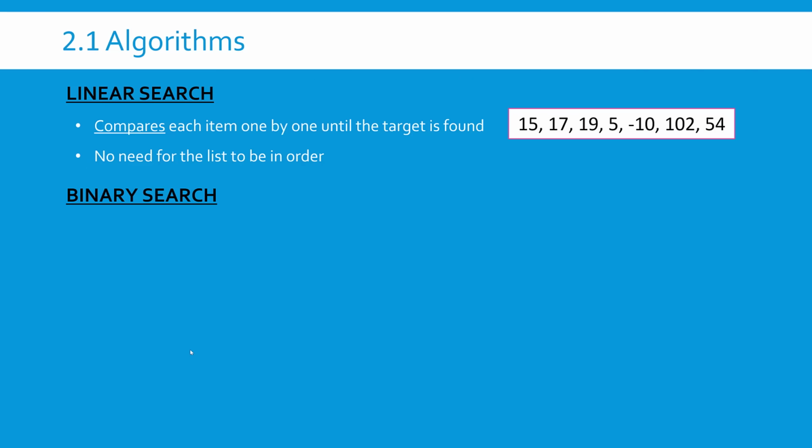So let's say I'm trying to find 5 in this list. Well, it compares 15, 17, 19, they're not 5, but it gets to 5 and finds our target. Right, that's how it works, one by one, simple comparisons.